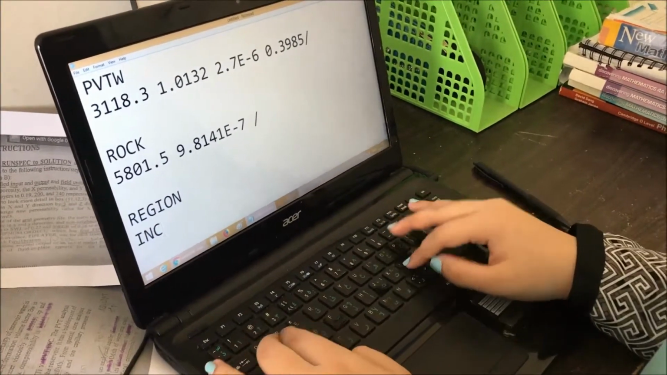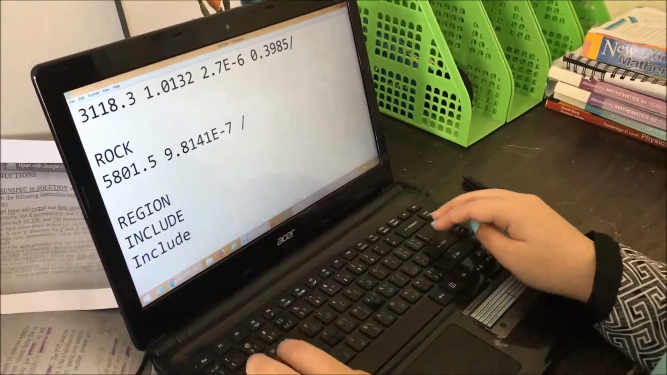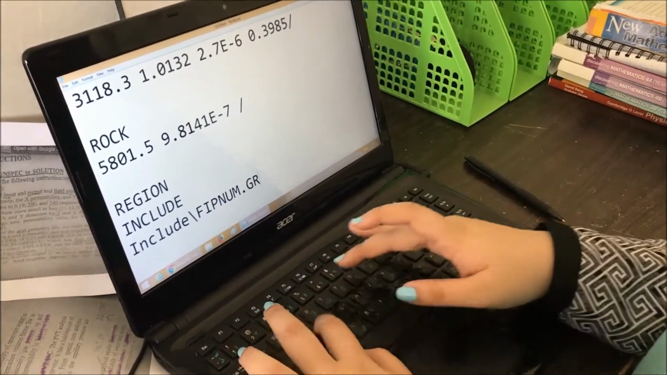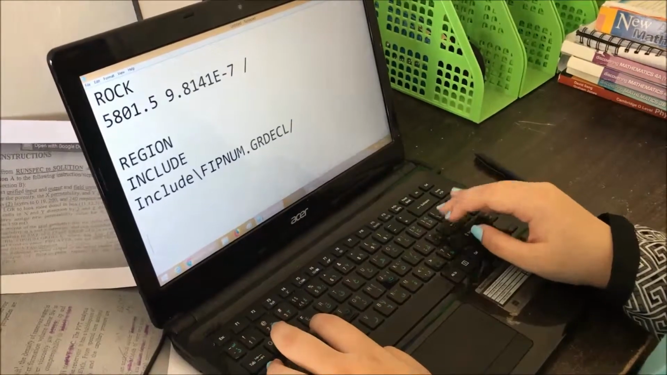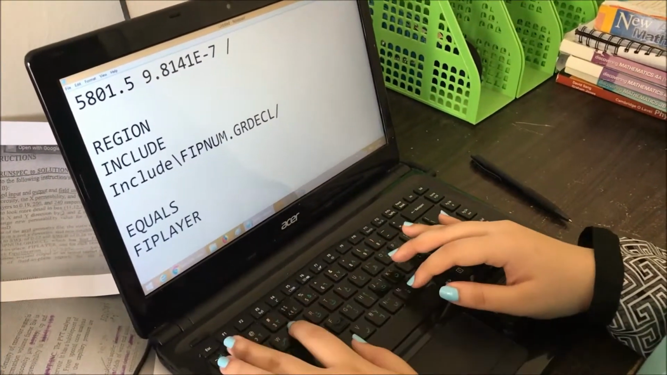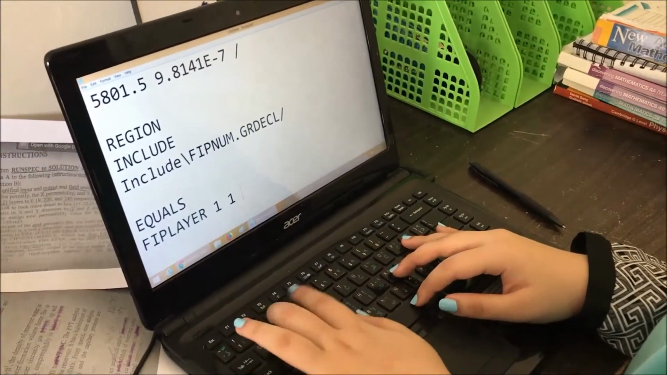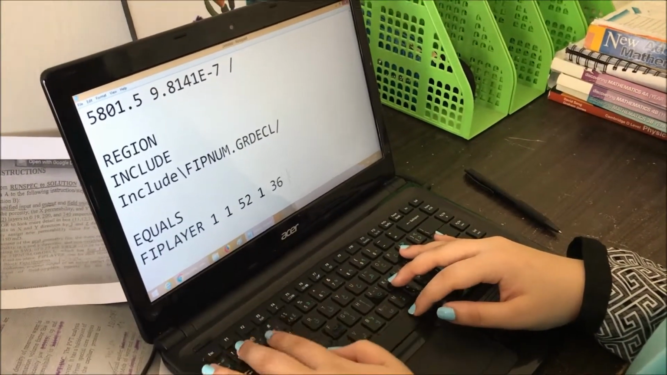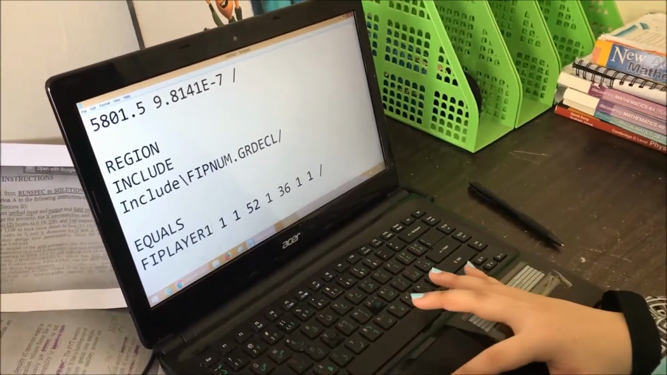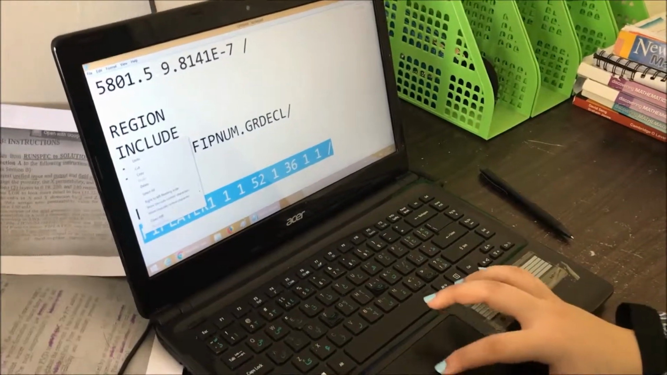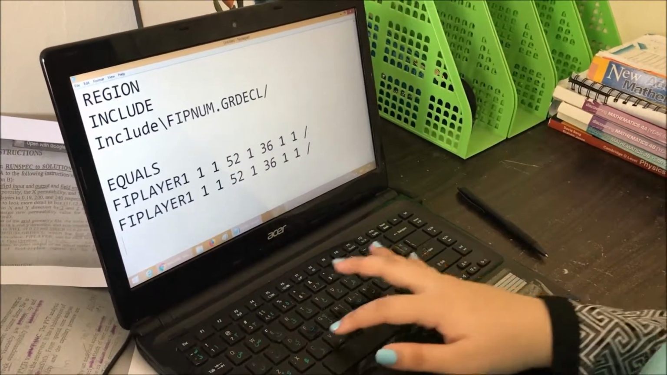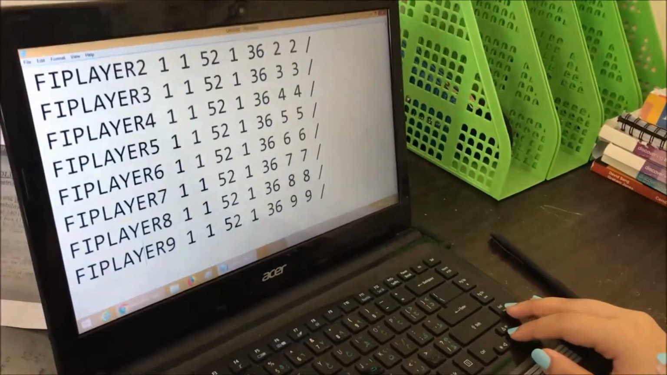The next section is the REGIONS section, and we will include an include file known as the FIPNUM grid cell. For this part, we use the keyword INCLUDE while inputting the FIP layers required. We have 13 FIP layers based on the number of layers, and we only change the values of the FIP layer in the Z part, which is shown in the video.